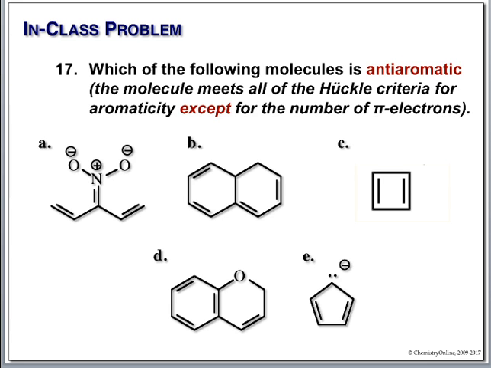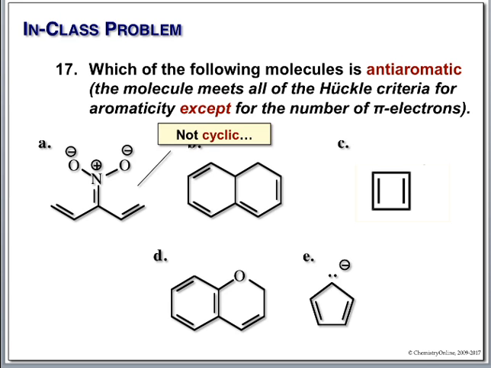All right, this is a different question. Here we're asking which of the following is antiaromatic. Antiaromatic means it follows all the rules except it has the wrong Huckel number. That's all it means. It follows all the other rules, but it has the wrong Huckel number of electrons.